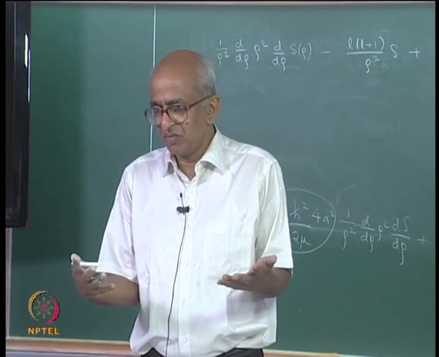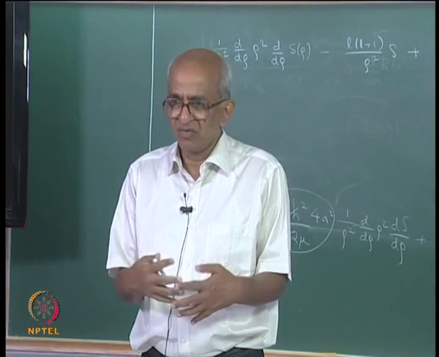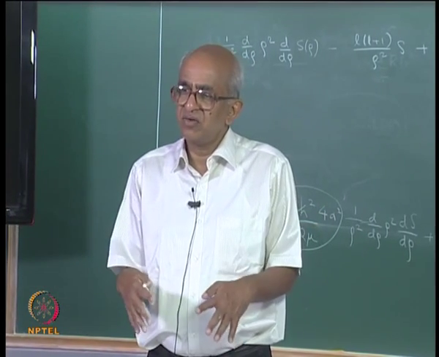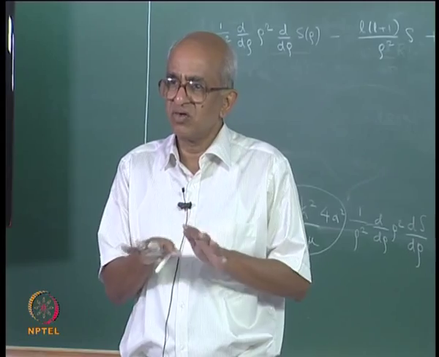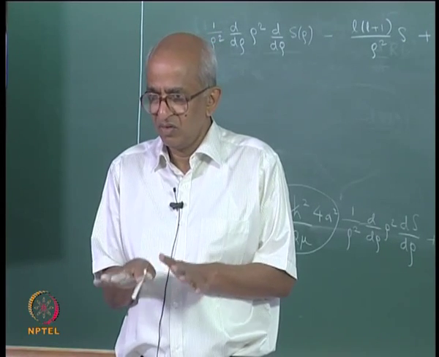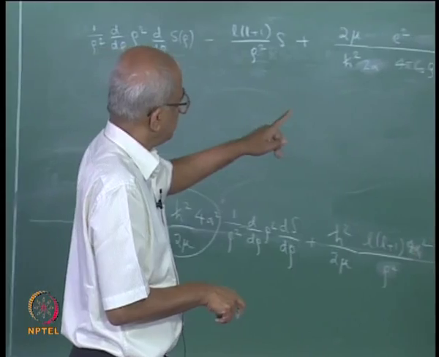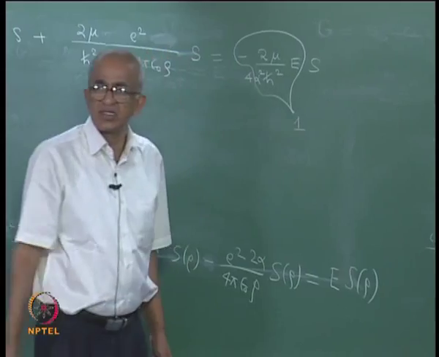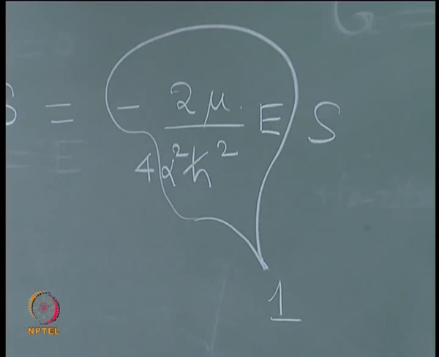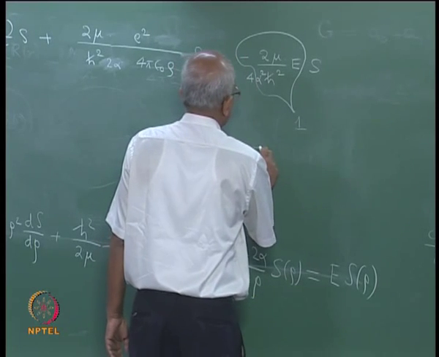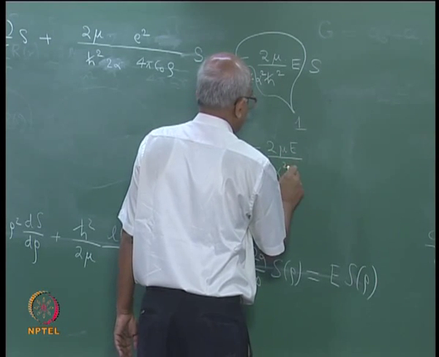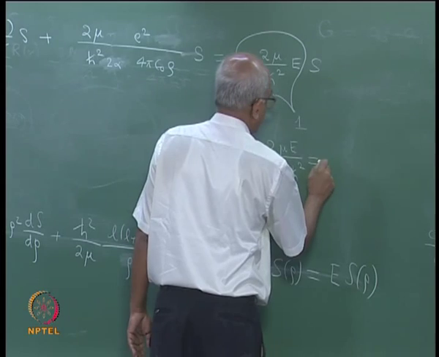See, I have introduced a parameter alpha, and I want to define it. I can define it in any fashion that I like, but I want to define it in such a fashion that the equation looks very simple. Therefore, I am going to define this to be equal to 1. What will be the definition of alpha? It says that minus 2 mu E divided by alpha square h cross square is equal to 1.